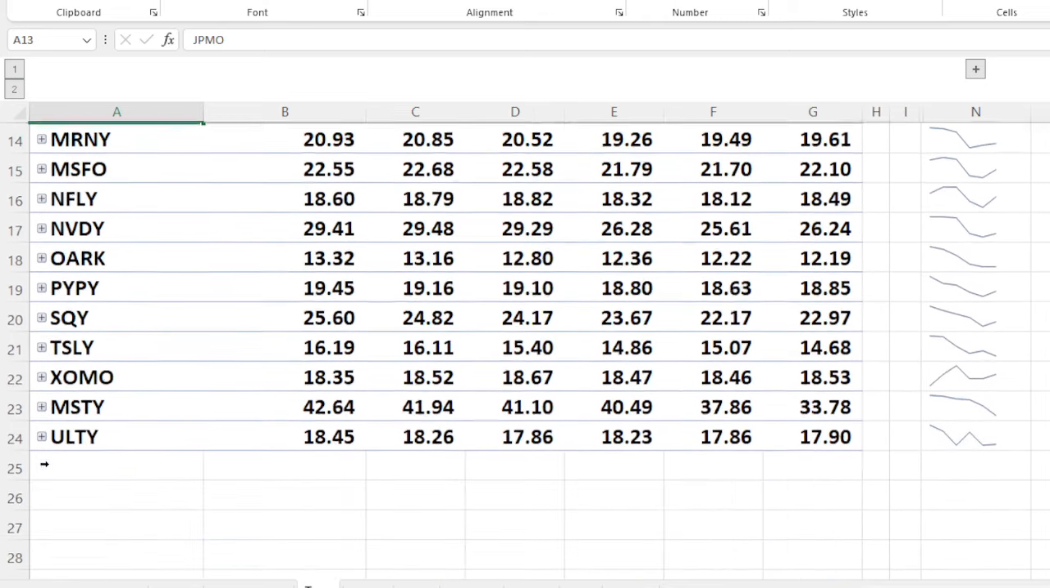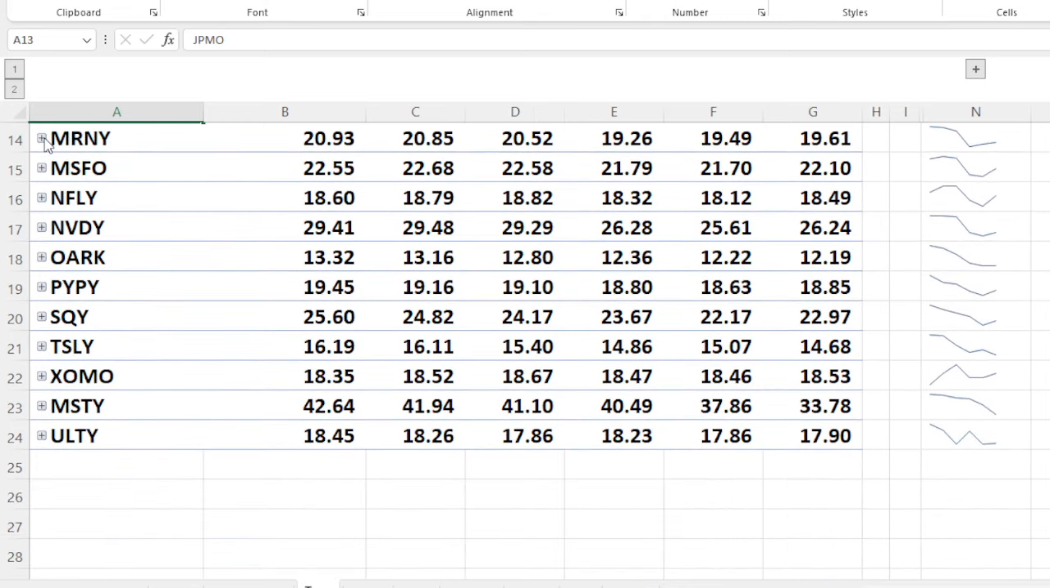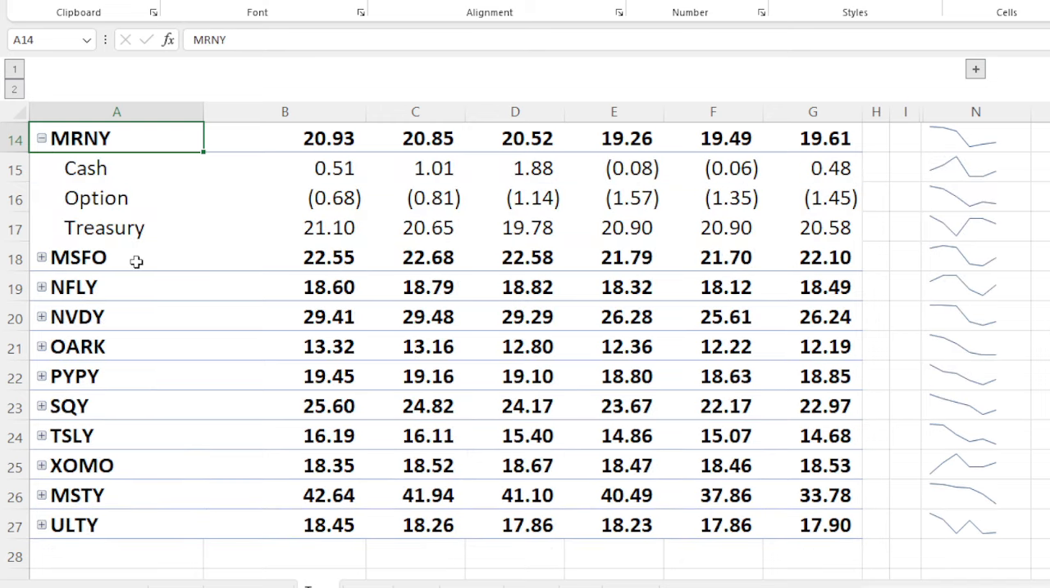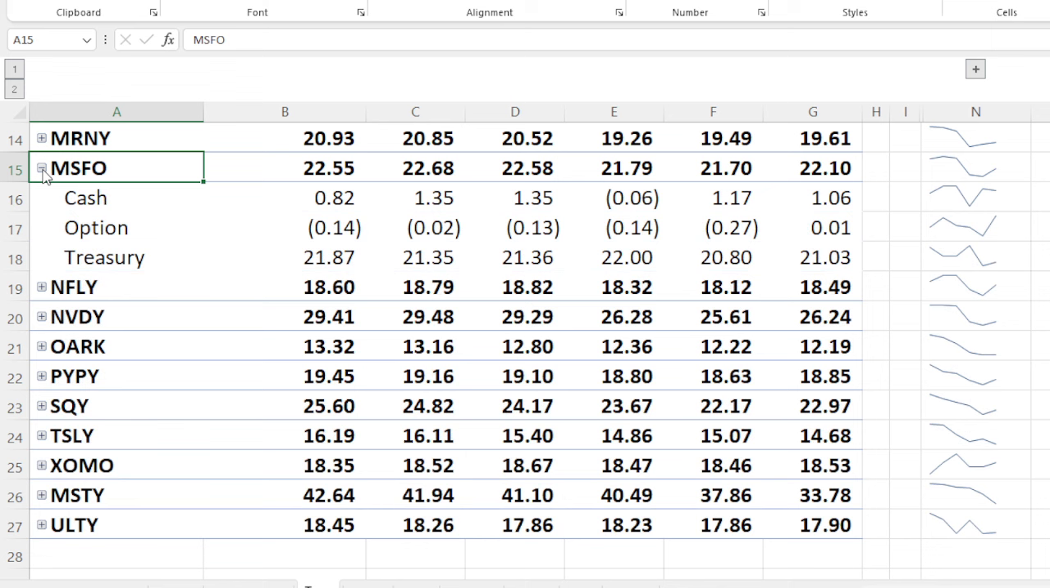Let me slide down a little bit and let's take a look at Moderna. So again, a dip in the share price. Let's see the cash. Well, we could see a big dip in the middle, and then they recovered it back towards the end. So it's a slight decrease for the overall week. And then treasuries went from 21.10 to 20.58. Not the best thing in the world, but it's understandable. The options went from 68 cents to a $1.45 credit, so that's good. So hopefully, again, they can capture more of this for this coming week.